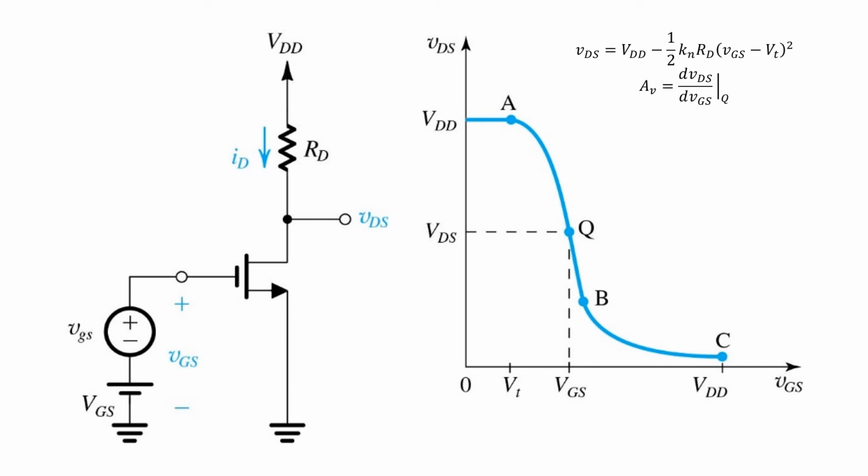So with an operating point established at Q, we're interested in finding the slope or small signal gain here, which we've called Av. Now, the shape of the curve in this region is governed by square law. So here we have the drain current ID, again, assuming the transistor's in saturation.